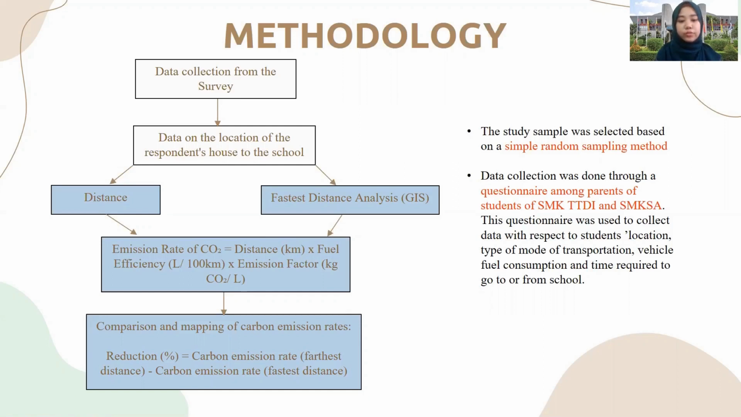And then from the two different distances, we calculate the emission rate of carbon. It depends on the distance, fuel efficiency, which is based on the fuel types, and then the emission factor that is based on the types of mode of transportation that the students used. And then from the carbon emission rate, we compare and do mapping to see the details of the carbon emission among the students.